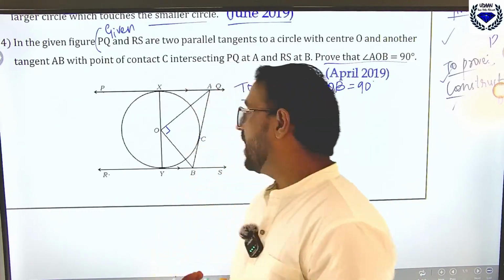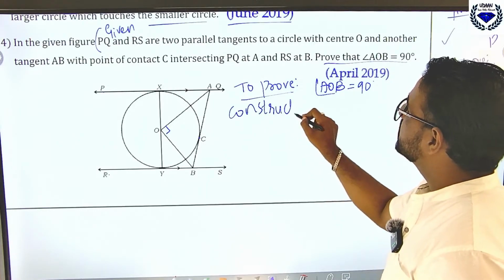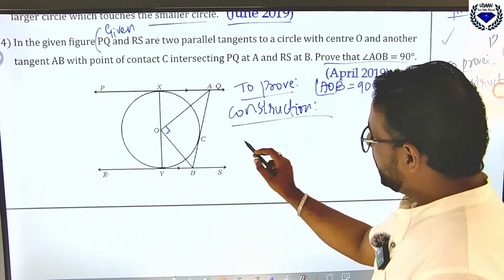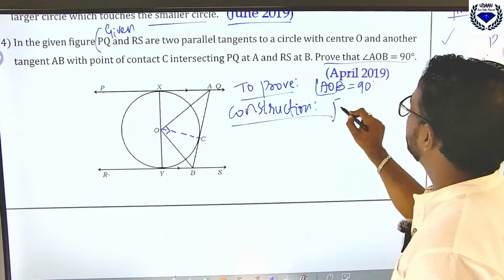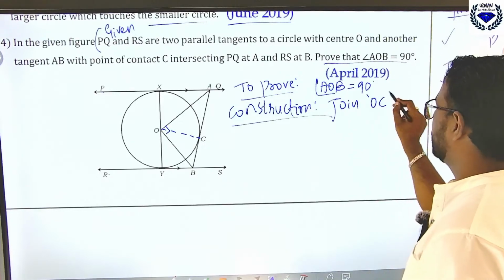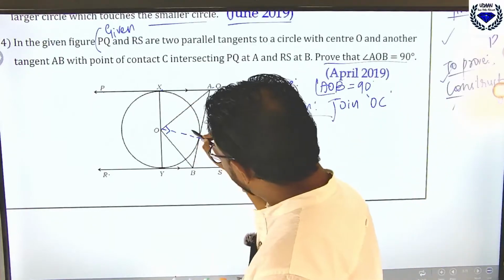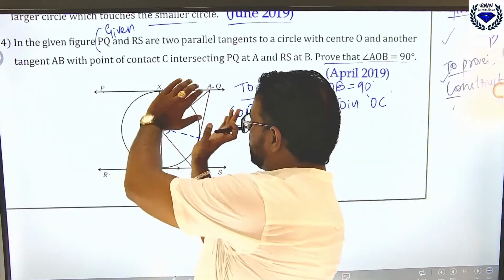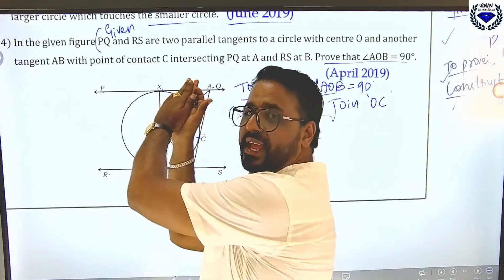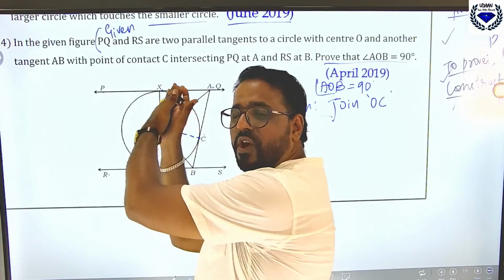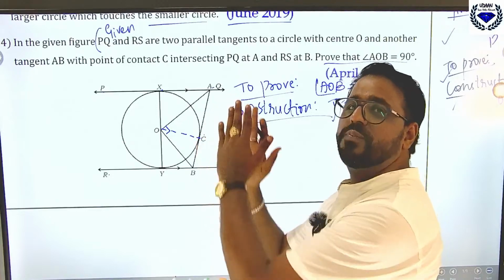Coming to the discussion of this, you should do a construction. What is the construction? Just join OC. If you join OC, you can observe carefully that the figure looks like a kite, and these two are congruent triangles. That means both are equal, the same size and same shape. You should prove that they are congruent.